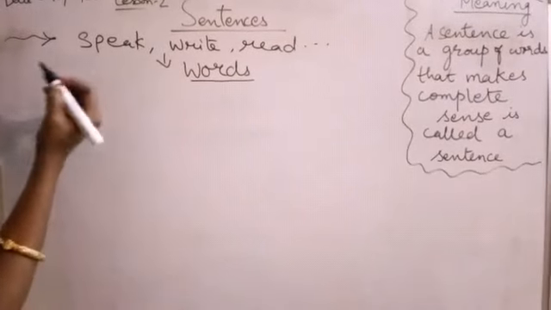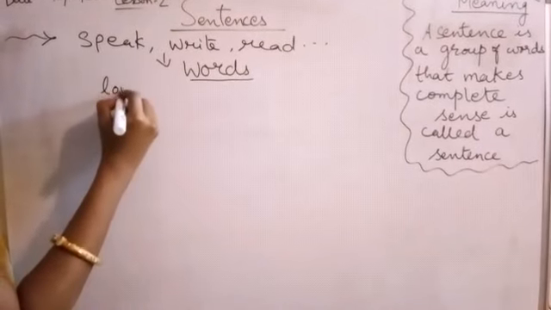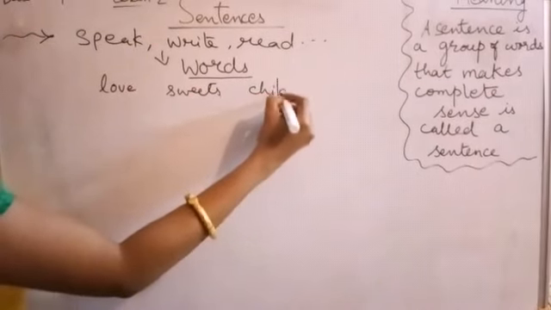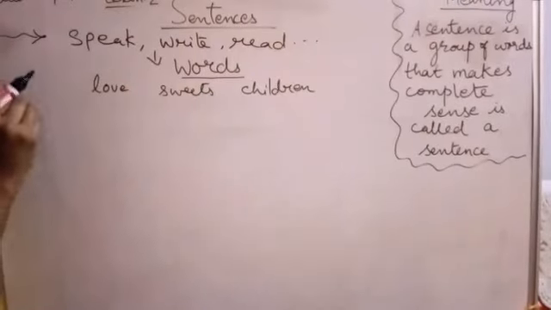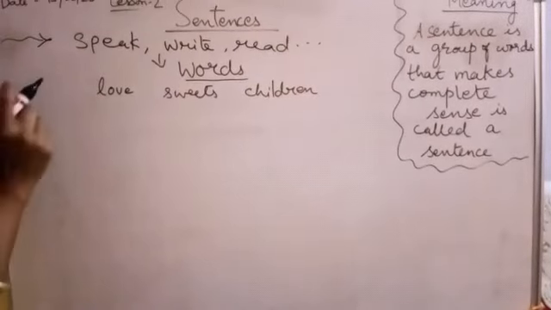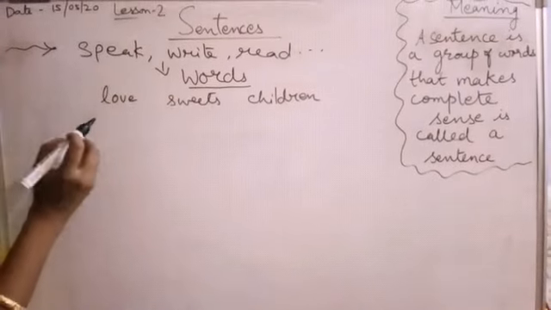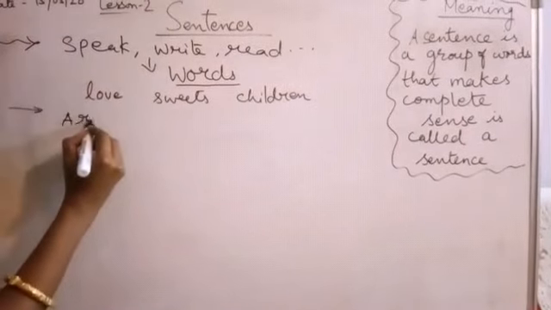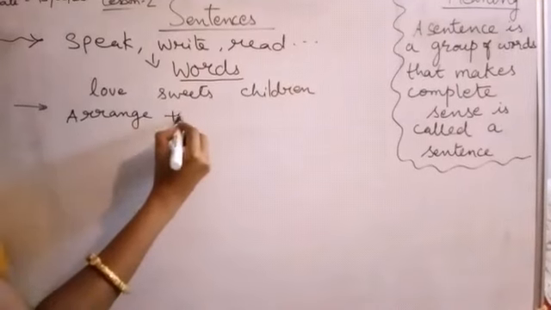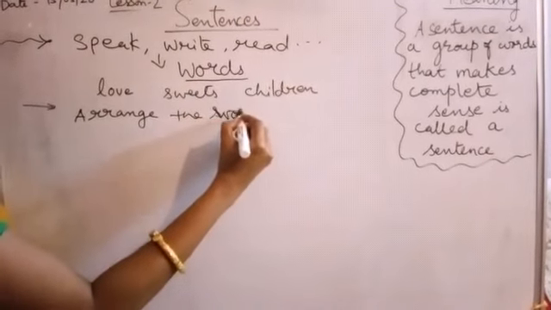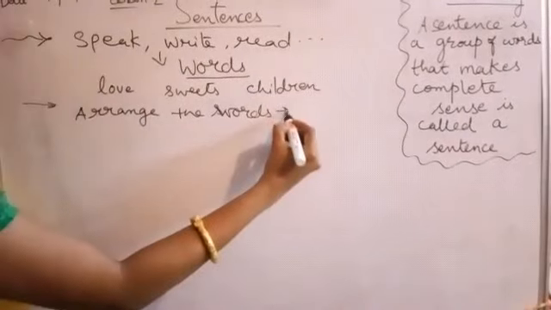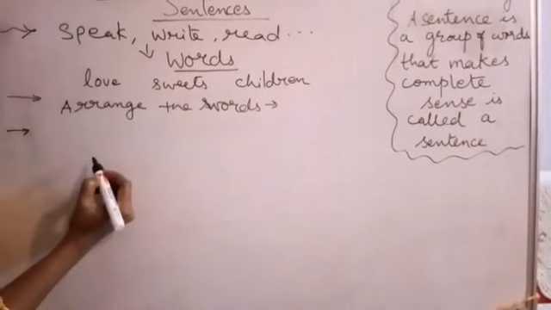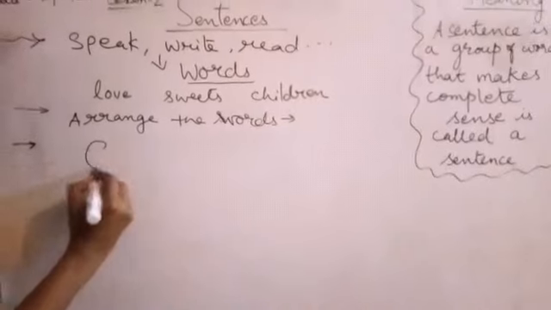Students, let's start with a few words. Love, sweets, children. Love, sweets, children. Does it make sense? No. So, to make sense, we have to arrange these words. Why will we arrange these words? To form a sentence.